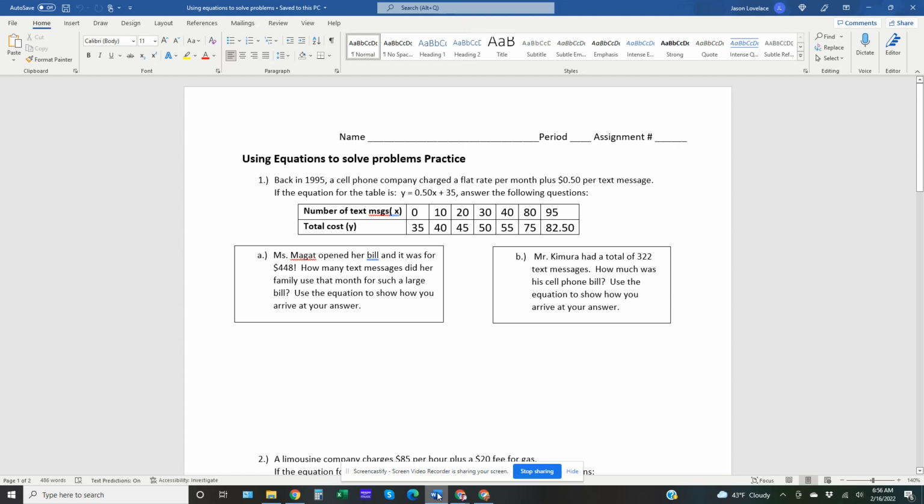Hey guys, I'm going to be going over this first problem on the worksheet that you're working on today. Hopefully this will help you get through the rest of the problems.